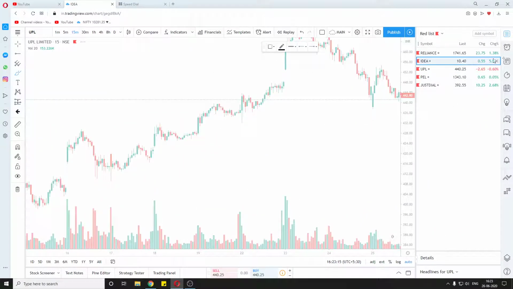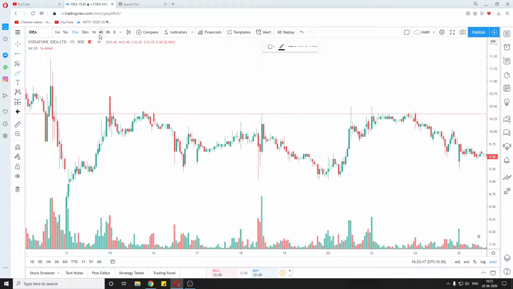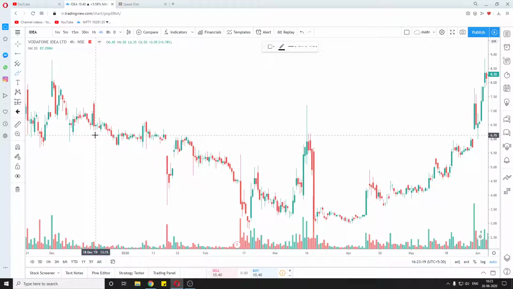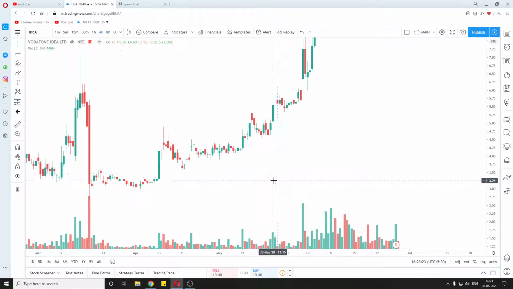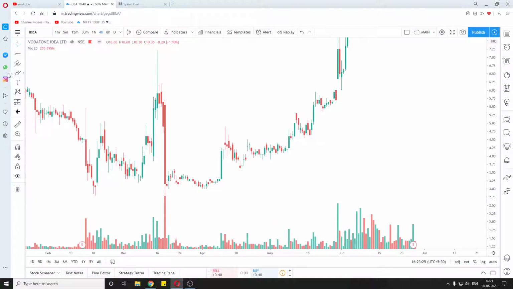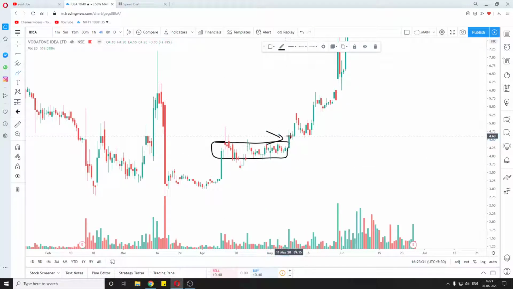We'll just take one more final example. So I think everything is clear. This is Vodafone Idea on the 4-hour chart. We can see a very simple observation: here we had a range and then we got a breakout, and let's say we are entering at 4 rupees and 60 paise.